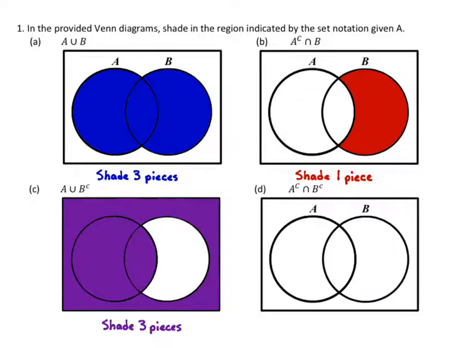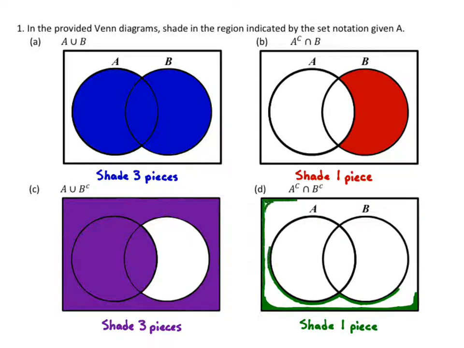Anytime you see a union, you're going to shade three pieces in, and anytime you see an intersection, you're going to shade one piece in. So that leads us to question D. We're going to shade one piece in because it's an intersection. We're looking for the piece that is not A and is not B. So we're shading in anything that is neither of those. So it's just the leftover stuff.